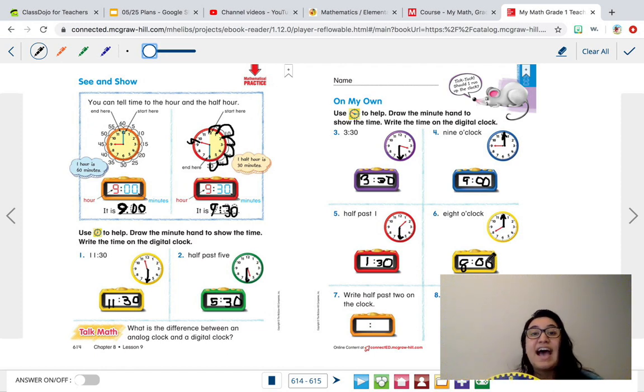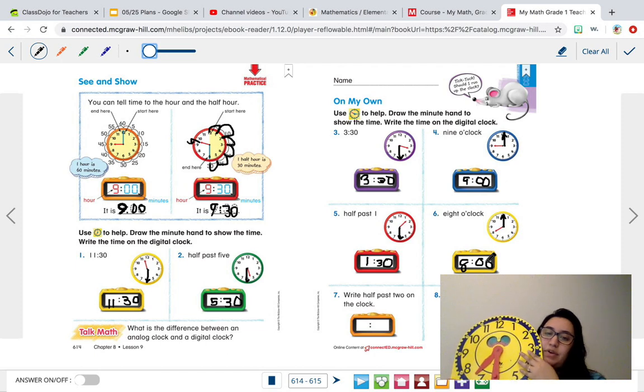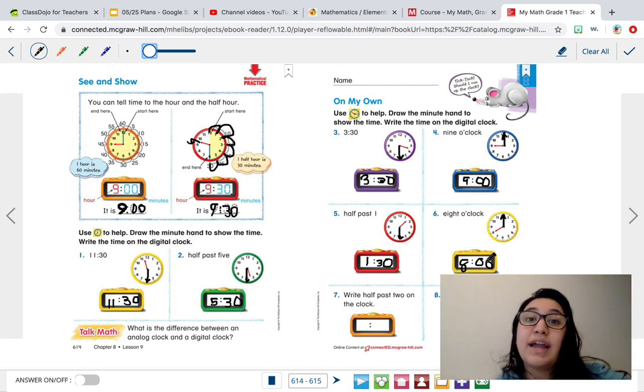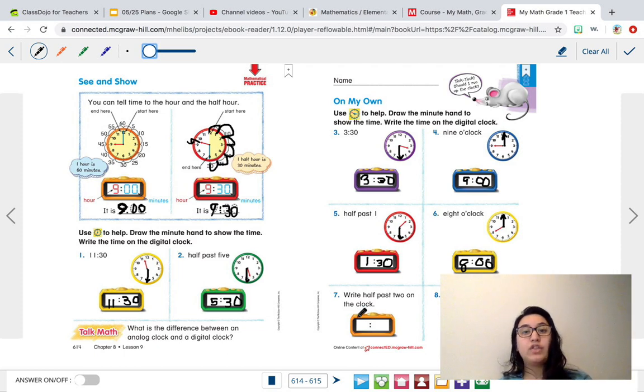Now we're going to write 2:30. So we don't need this anymore. We have to write it digitally. So 2:30 on the clock, we know that it's going to be 2 o'clock on the hour, and halfway, so when it says half past, that always means 30. So it's going to be 2:30. That's why every time it says half past, you know that the minute is going to be 30, okay?